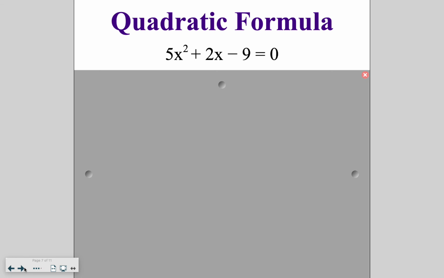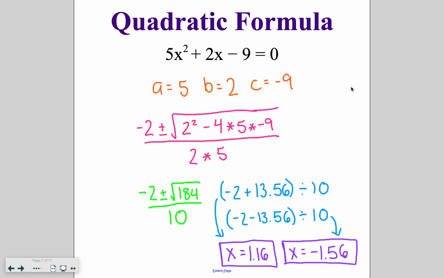Go ahead and try this one on your own. So we've got our a value of 5, our b value of 2, and our c value of -9, plugging into our formula, simplifying, taking our square root, doing our adding and subtracting, we get 1.16 and -1.56.